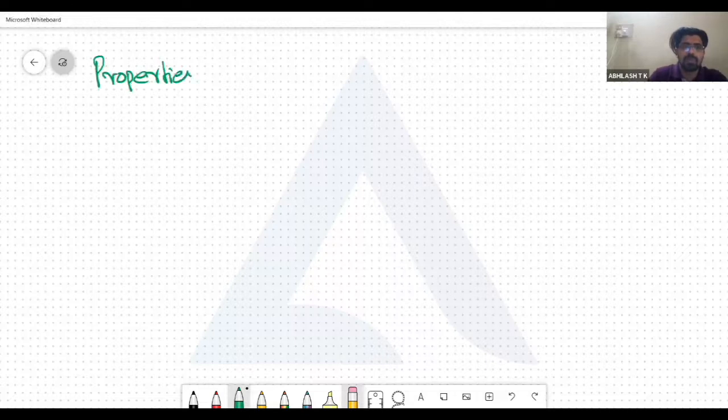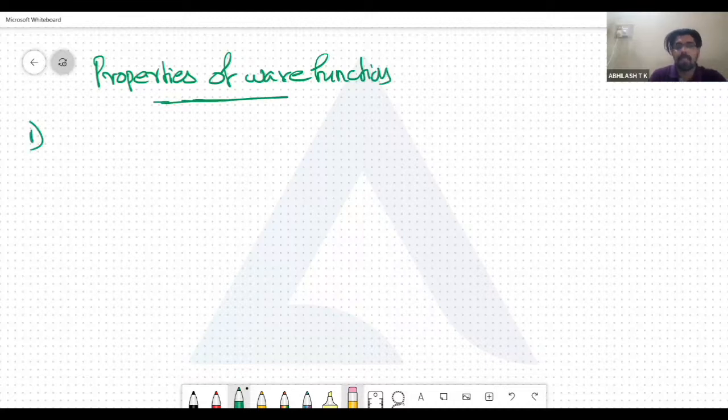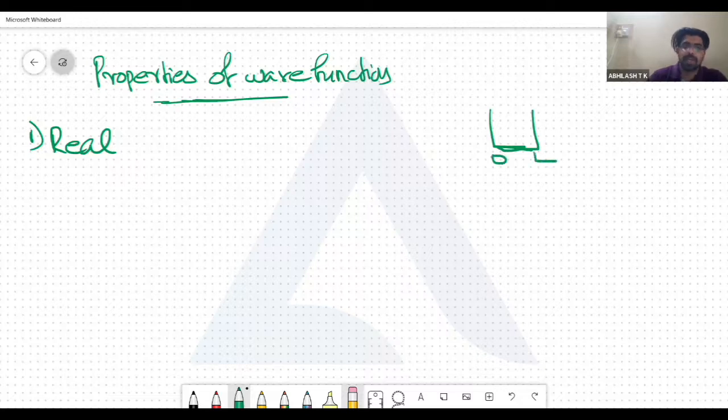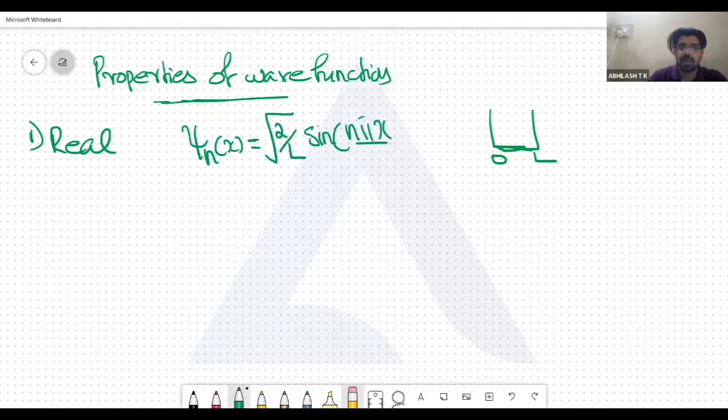Properties of wave functions. The first one is that it is real. I am considering the wave functions from 0 to L, that is psi n of x equal to root 2 by L sine n pi x by L. Whatever the length of the box, symmetrical or asymmetric, the wave function will be real.